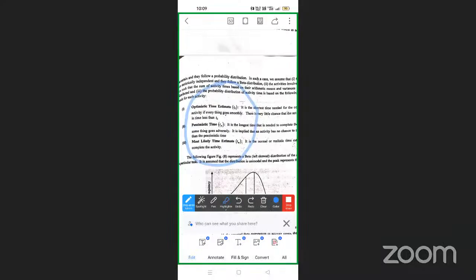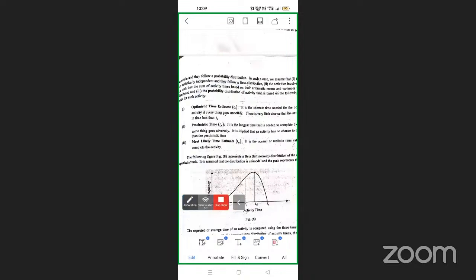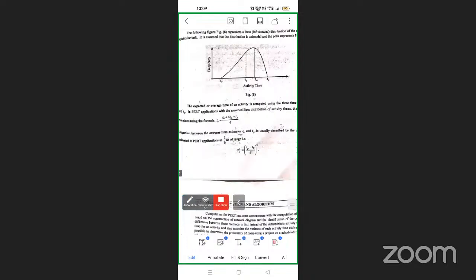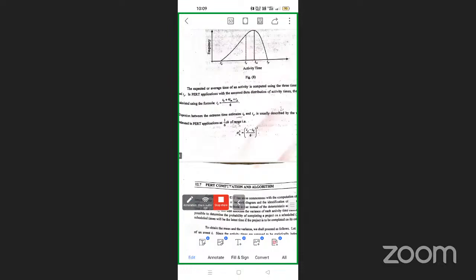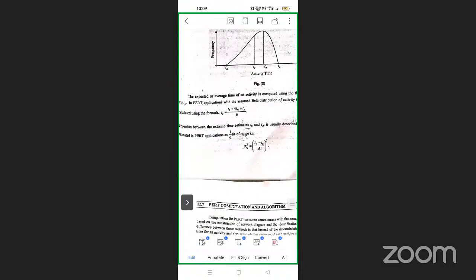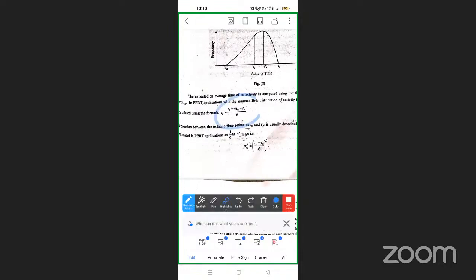Most likely time, TP, TM, TO. So in this method, these are the important formulas. First one, TE. TE is nothing but the distance between any two nodes. The formula is TO plus TP plus 4TM divided by 6.